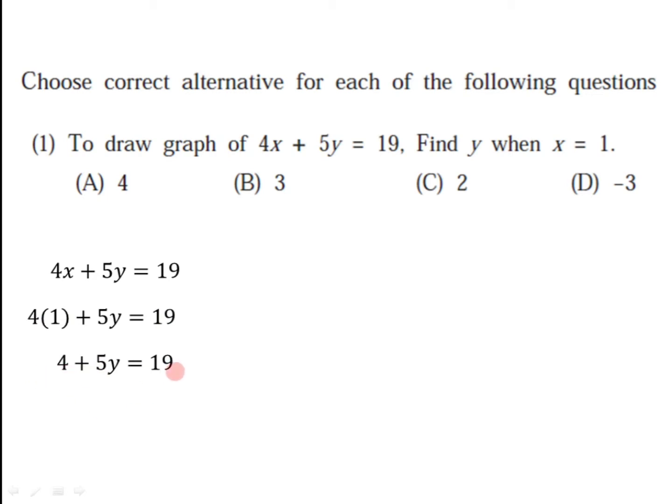If we take 4 to the right hand side, it will become minus 4. That is, the equation would be 5y is equal to 19 minus 4. 19 minus 4, that's 15. 5 into y is there. So if we again take 5 to the right hand side, it will be in the denominator. We get y is equal to 15 by 5. And if we divide 15 by 5, we get 3. That's why y is equal to 3 is the correct alternative. So here, option B is the correct alternative.